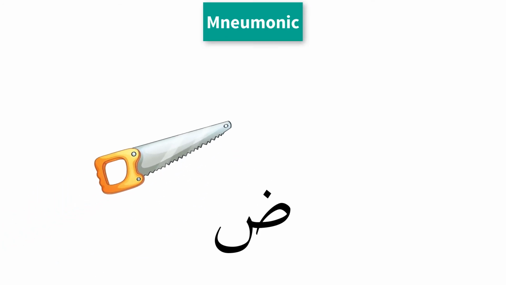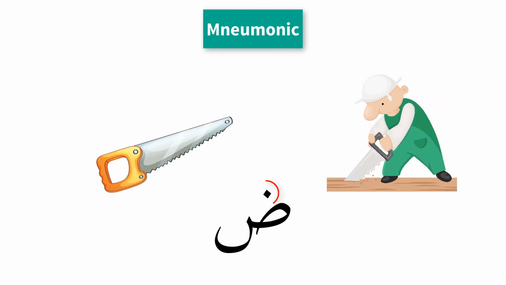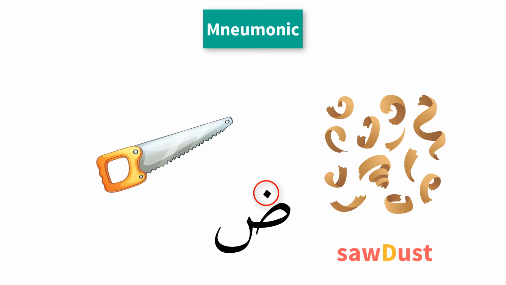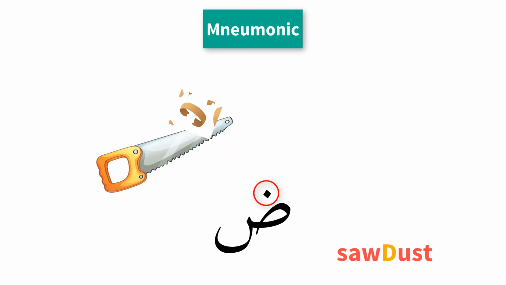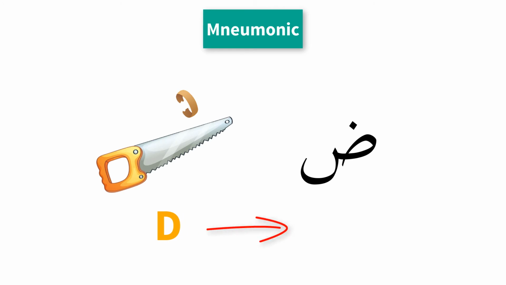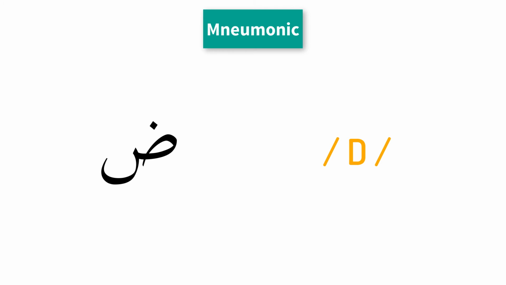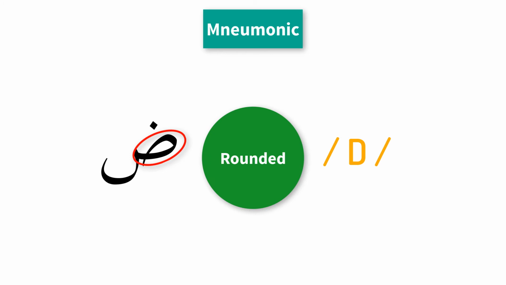If we stay with our example of the saw, we can imagine using the saw to cut a piece of wood. The dot could represent the saw dust that is flying around everywhere. The D from the word dust should remind you of the d sound for dod. Once again, you could use the round balloon shape to remind you that this is a rounded d sound.